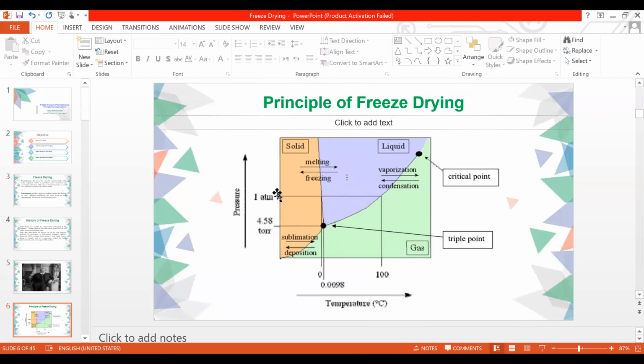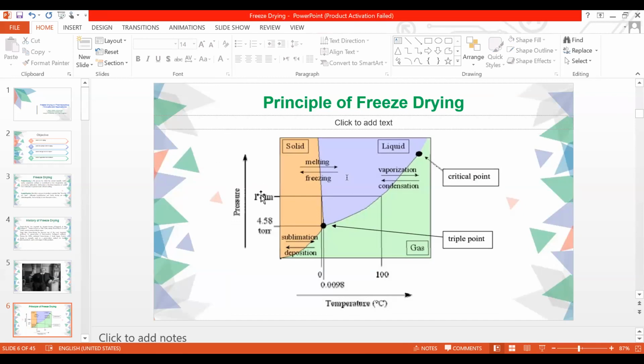When the pressure is 1 atmosphere and the temperature is 0 degrees centigrade, the water will undergo phase transition from the liquid phase to the solid state as ice. This process is called freezing. At the same condition, melting of the ice can occur. That means these processes coexist at equilibrium at this condition.